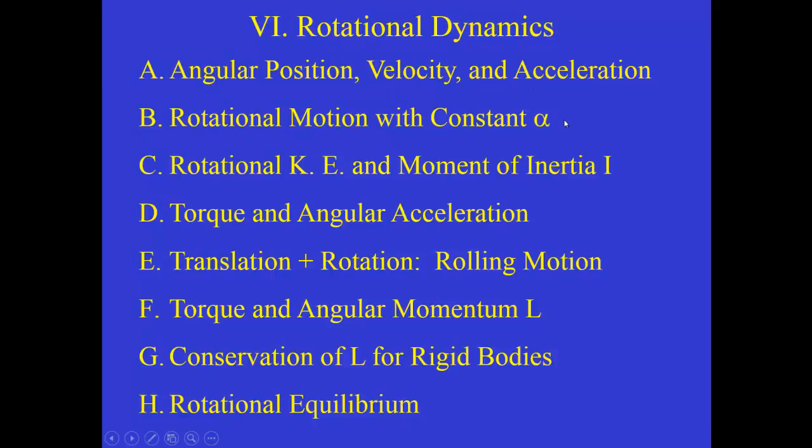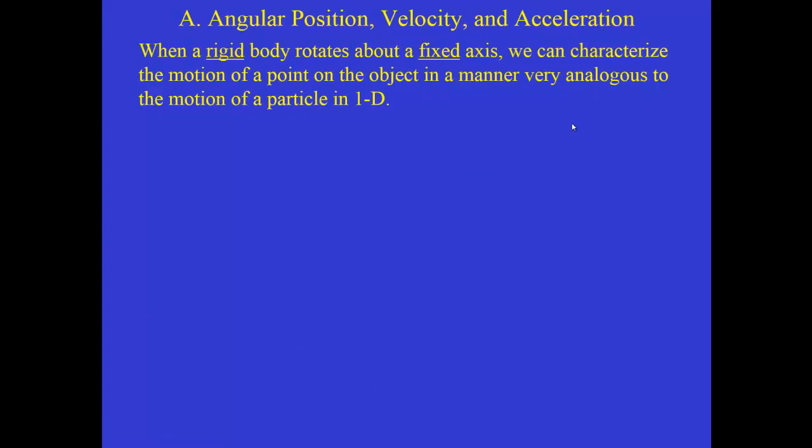And then we want to be able to understand the motion of objects that do have this kind of rotational acceleration, where the acceleration is a constant value. Alpha is the symbol that we use for rotational acceleration. So this will serve as an introduction to our next topic: angular position, velocity, and acceleration.